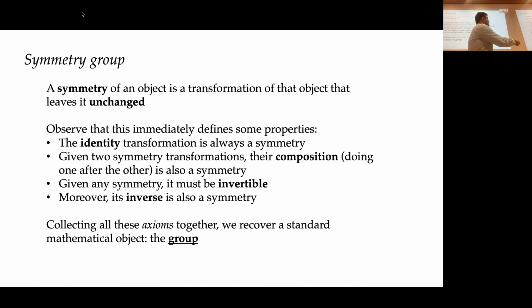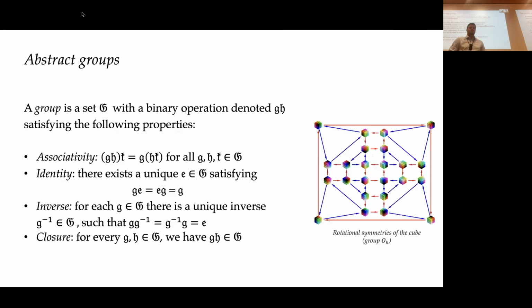If you have two symmetries, you can always compose them and get another symmetry. If you have a symmetry, you must be able to invert it, because if you don't invert it, you have dropped information, and therefore it hasn't preserved everything about your object, and so on and so forth. You collect all these facts together, you recover a standard mathematical object, the group. And this is just a collection of all those axioms, written in a bit more abstract form.